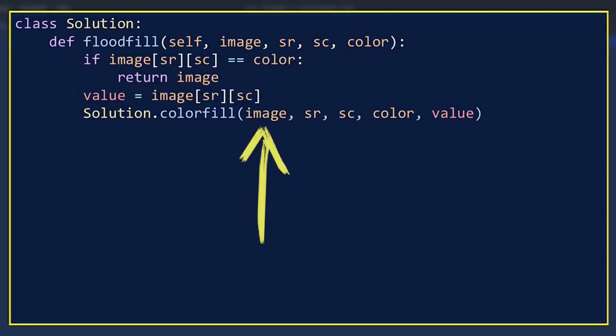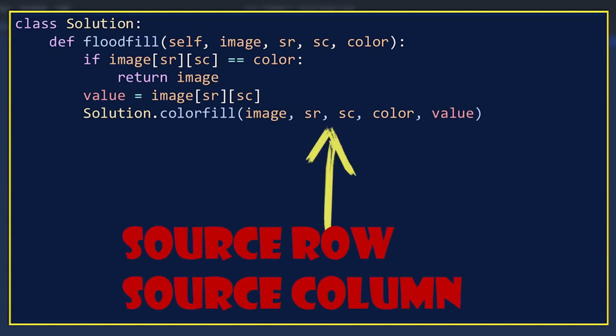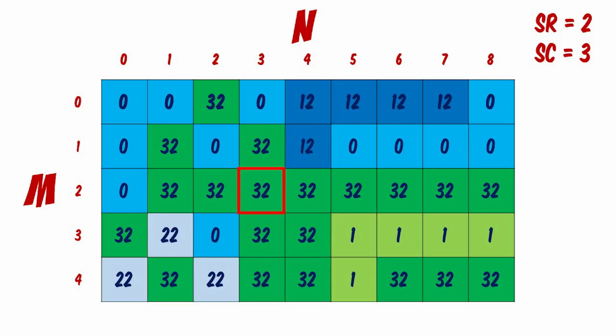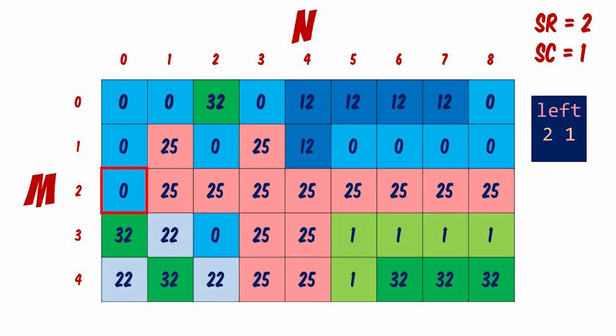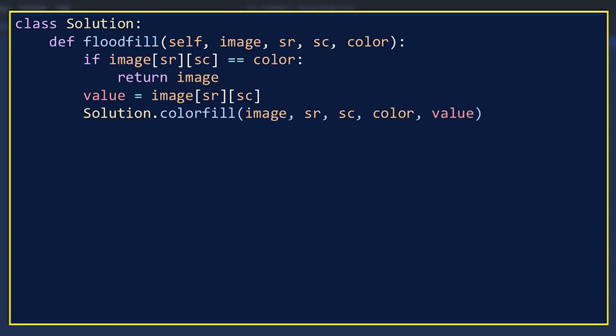For this color fill function, we provide the image with the 2D array we just saw, the source row and the source column, 2 and 3 in our case, which will provide the position of the pixel, the color that has to be changed, in our case, which was sort of blossom pink, and 25 was the value, and the initial value at the position that we were just provided with, which was 32 in our case.